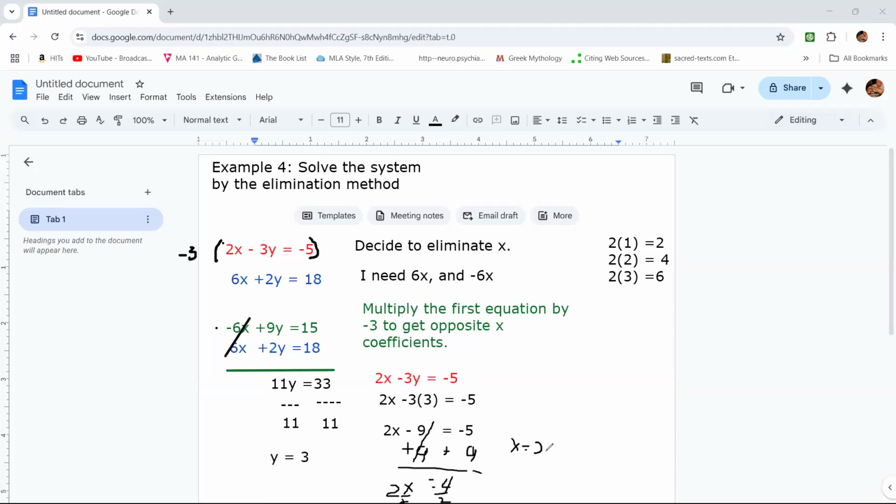Now, when you write your solution, remember your x goes first. So your solution here is going to be the point (2, 3). So now the solution is 2, 3.